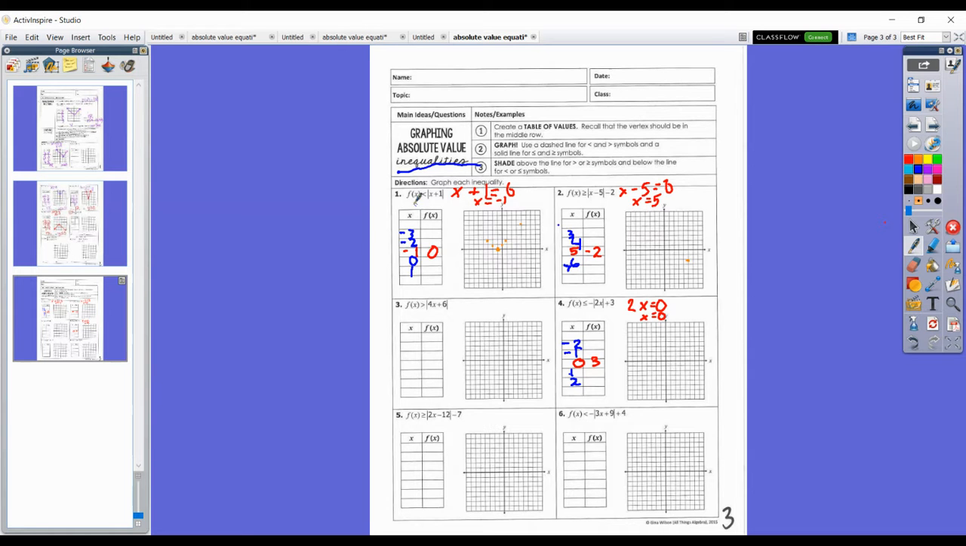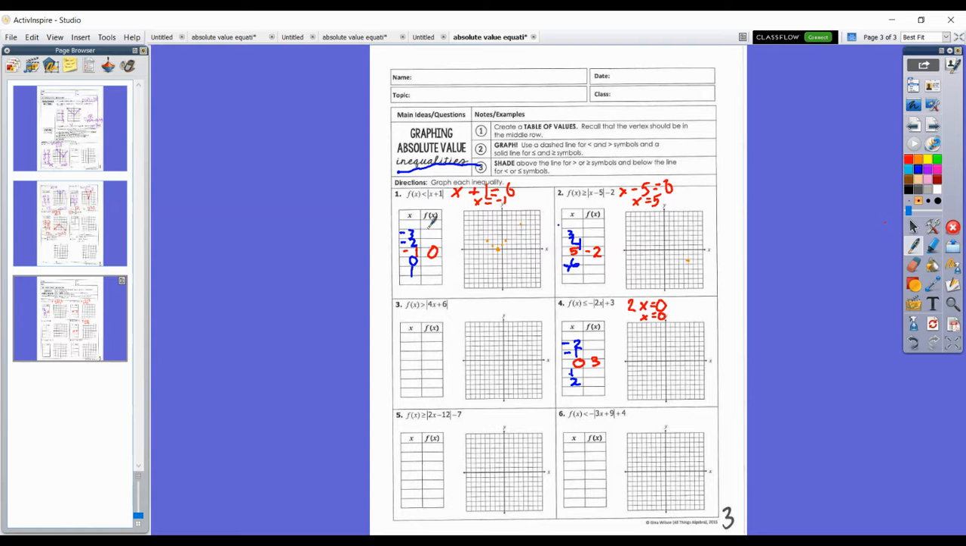So if we have this function here, my setup is still the same as what we just did. Whatever's in the absolute value, I set it equal to 0. And so I have x equals -1 is my vertex x value. Plug it back in and I get 0. So my vertex is at -1, 0. So the only thing I have to do is find some points around it.